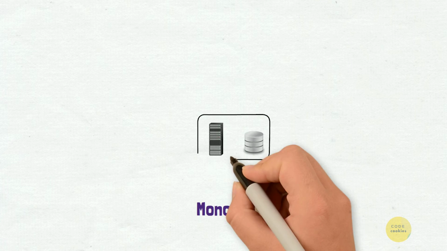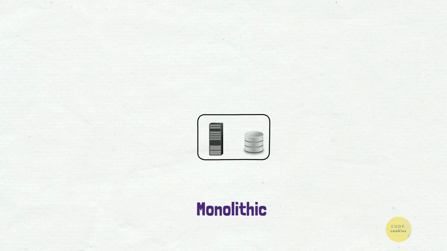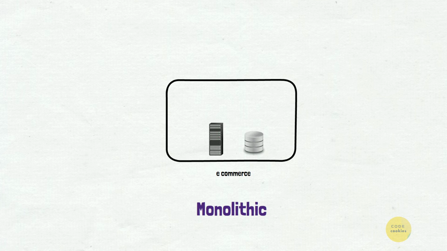So stay tuned. In a non-microservice architecture, which is also known as the monolithic architecture, we have all the functionalities of the application running from a single application service. This doesn't need to be a single server. This can have multiple servers, and also it can have multiple databases which are replicated or sharded. But on the whole, all the functionality comes from a single code base.